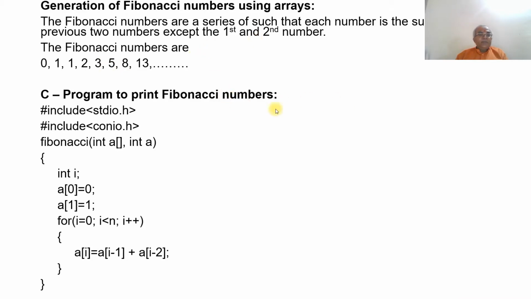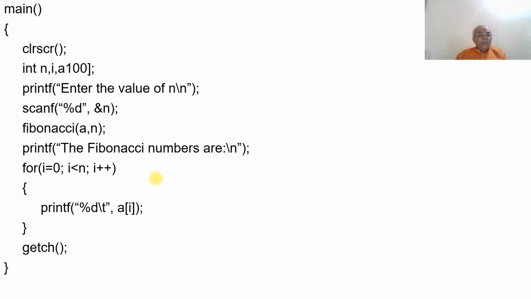To print these Fibonacci numbers, include stdio.h and include conio.h. The Fibonacci function takes an array, a single dimensional array int a. Then declare i as an integer, initialize the value of a[0] as 0 and a[1] as 1, and for i is equal to 2, i is less than n, i plus plus, open the loop. a[i] will be equal to a[i-1] plus a[i-2], and close it. Then come out of this and write the main program.